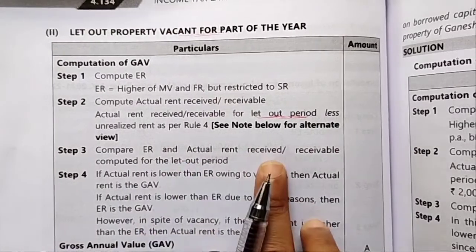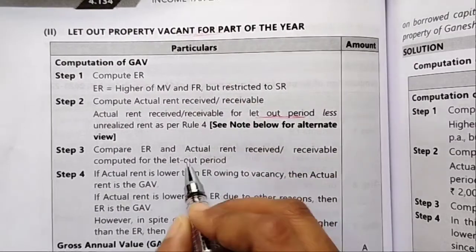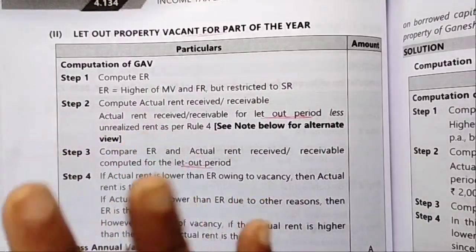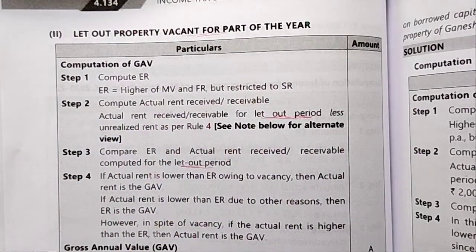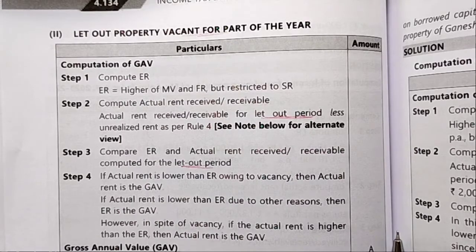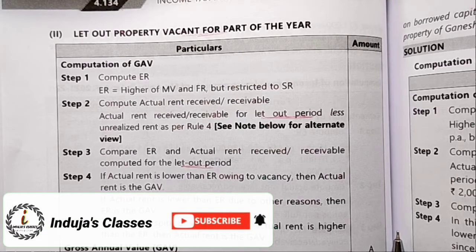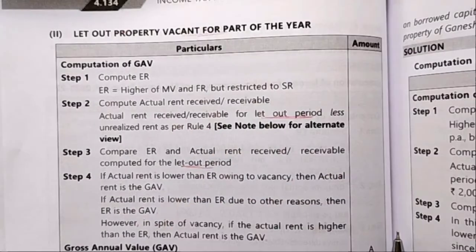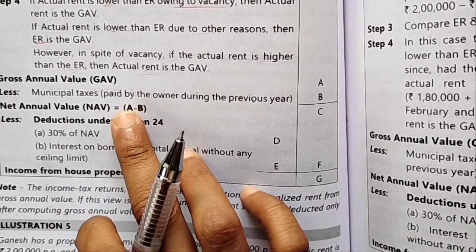Now the third step is to compare the expected rent and actual rent received or receivable. While comparing, we have to look whether the actual rent is lower than the expected rent and whether it is due to the vacancy. In that case, we have to take the actual rent as GAV. If it is not due to the vacancy of the property for a part of the period, then expected rent will be taken as GAV. Now, if the actual rent is more than the expected rent, then the actual rent is taken as GAV. From GAV, we have to deduct the municipal tax paid.